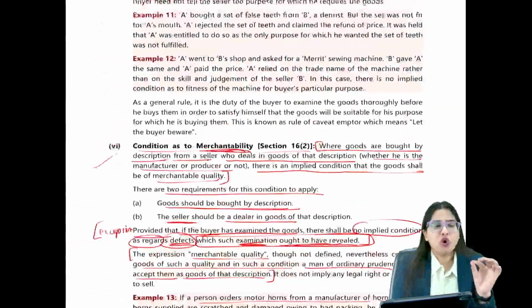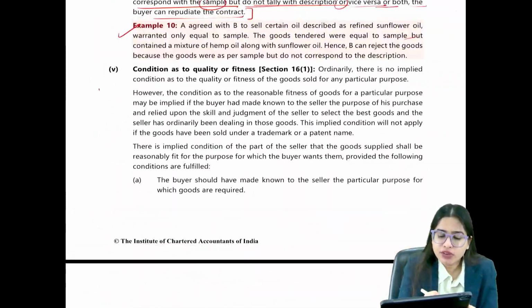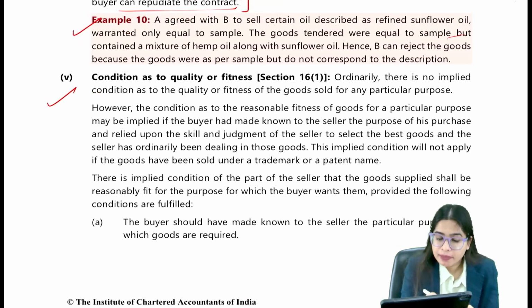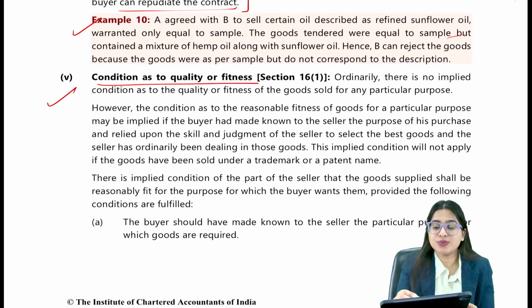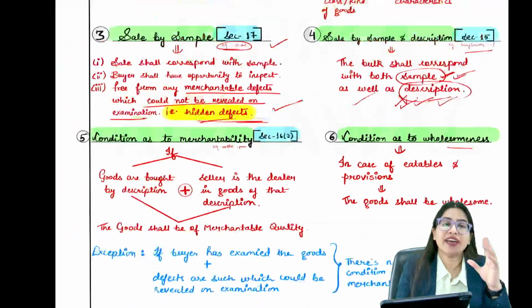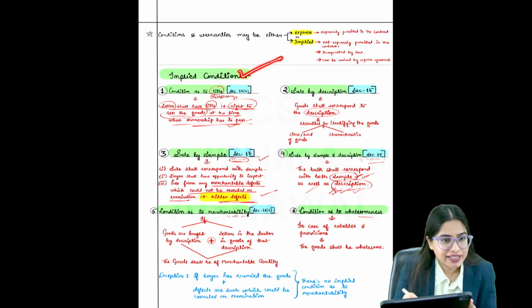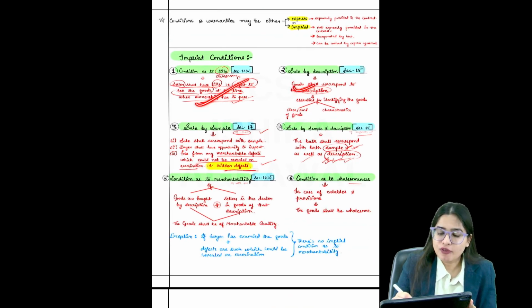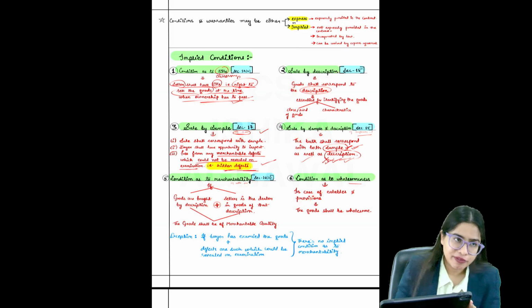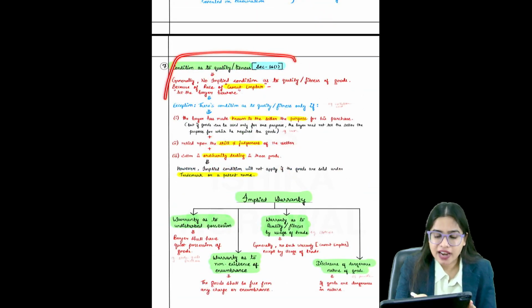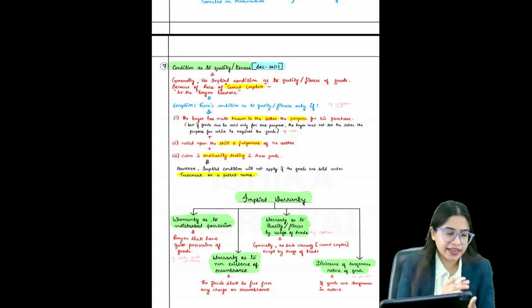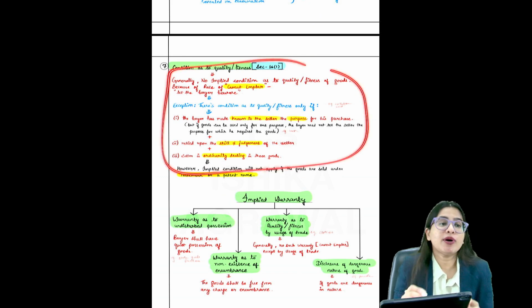We are done with all the implied conditions except one, that is the implied condition as to quality or fitness, which is like a major mountain. That's why I have given that condition in the last. We have already done 6 types of implied condition. Now we are left with the last type, which is like a major mountain. It will take some time.